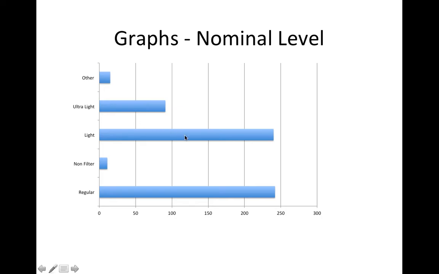What we can see from this, a picture worth 1,000 words, is that a lot of the people either smoked light cigarettes or regular cigarettes. There are very few people that smoked non-filters. Very few smoked other, maybe a menthol cigarette or maybe they rolled their own or something like that. And a few people smoked ultralight.